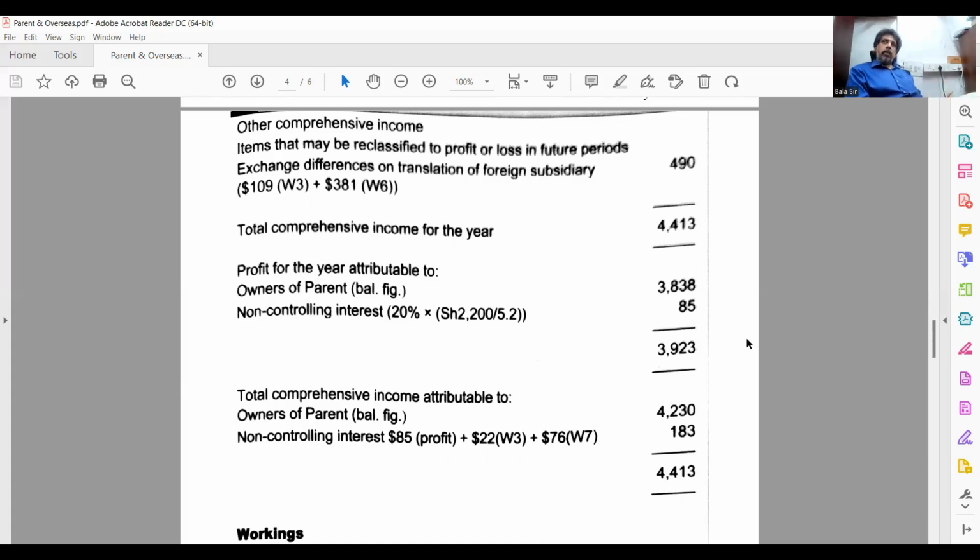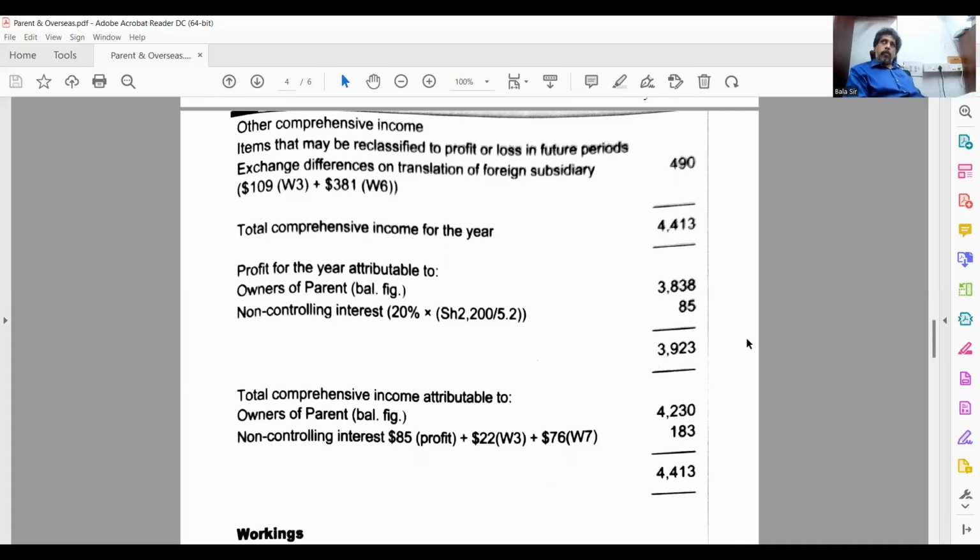Under that we have exchange difference on translation of foreign subsidiary, which is $381, plus $109 arising from goodwill. In all, how much? $490. Because even goodwill is taken as an asset of the subsidiary, that's why it is translated. Fine. In all, $490. Then adding, we get total comprehensive income for the period: $4,413. Now what should I do?